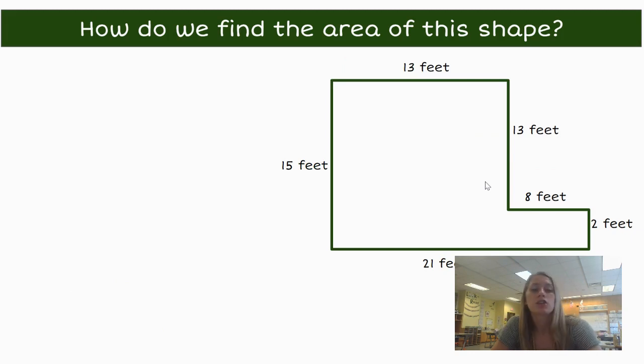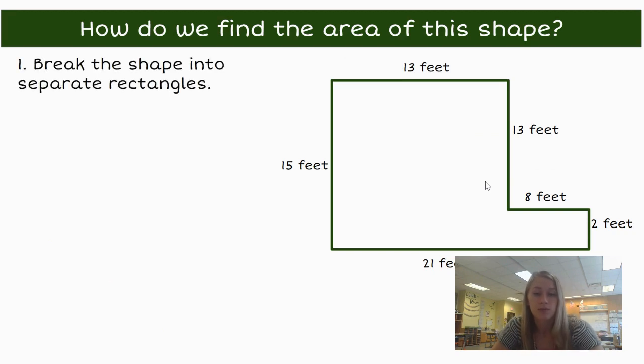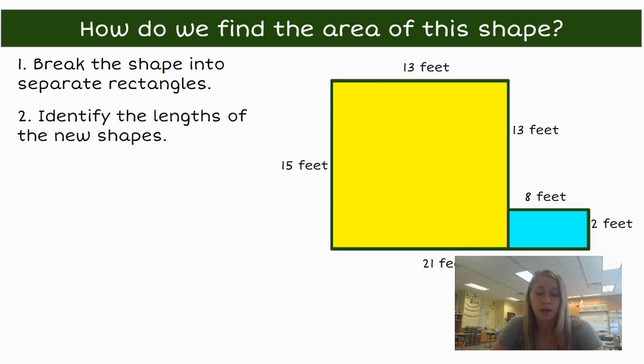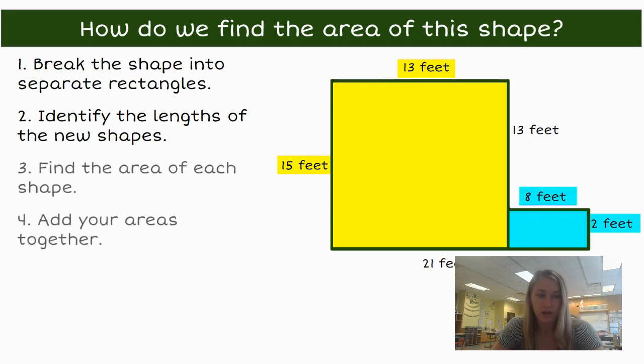Now let's try and find the area of this shape. So we need to first, step 1, split it into different rectangles. So we can make one large one, which looks like a square, but we know it's not because these two sides are different. And then our smaller rectangle over here. Step 2, identify the lengths of the new shapes. So we see that we have 15 here and 13 here. And for our next one, we have 8 feet by 2 feet.